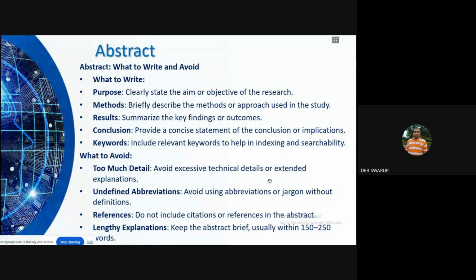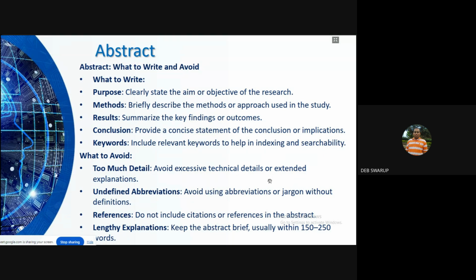Because we understand what we should write, but we try not to understand, or we tend to avoid what we need to avoid also. But these are the general things. What we should write? The first thing is purpose. Clearly state the aim and objective of the research. Now, here the title and the abstract should match with the purpose. You cannot have a catchy title, but the title is not related to the abstract.